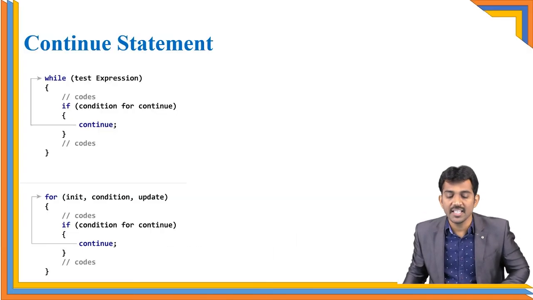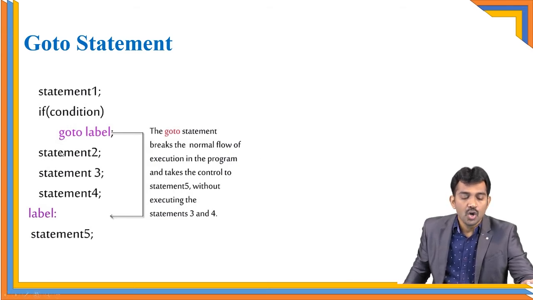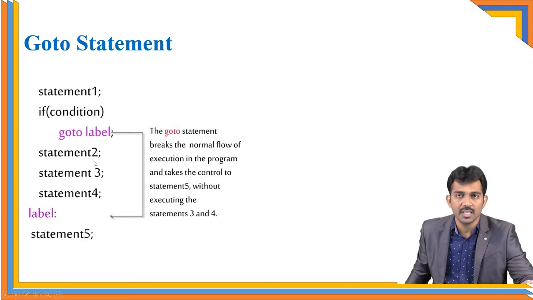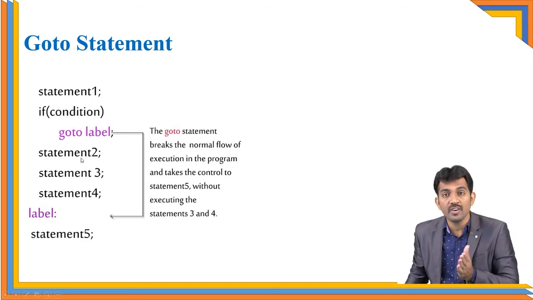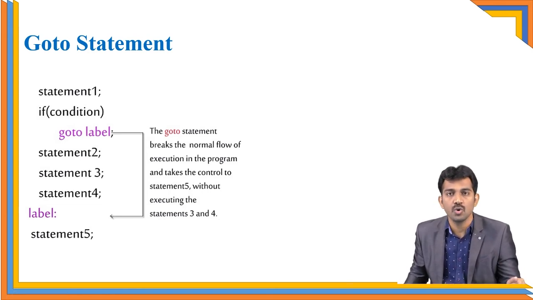Goto is an unconditional statement. So this is the statement, goto label. It means if the condition is true, it goes to the label, it comes to here, and it is going to skip all the statements. You are moving from one position to another position based on the goto.